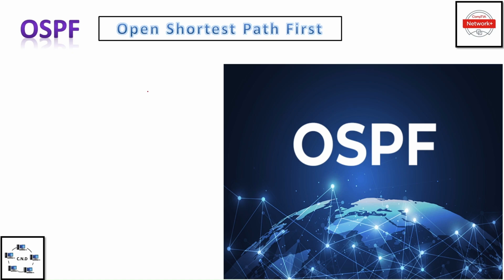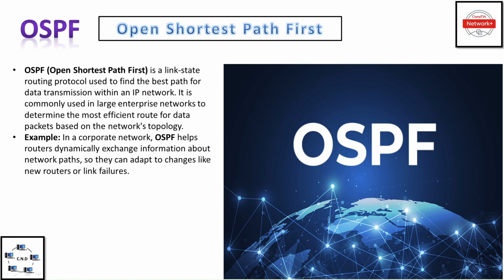OSPF, that is Open Shortest Path First. It is another dynamic routing protocol. So OSPF, Open Shortest Path First, is a link state routing protocol. There are two types of dynamic routing protocol. One is link state and the other is, I think, vector state. I don't exactly remember. I will look it up and then explain it further in a separate video or in this video.